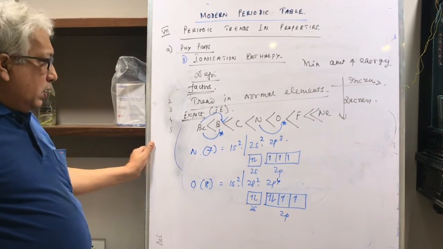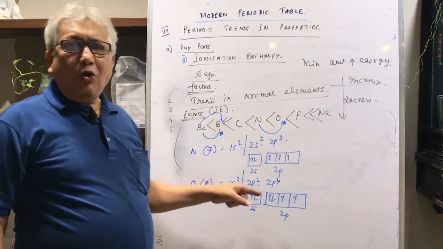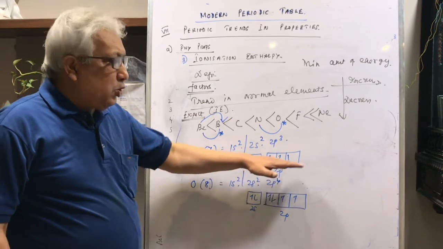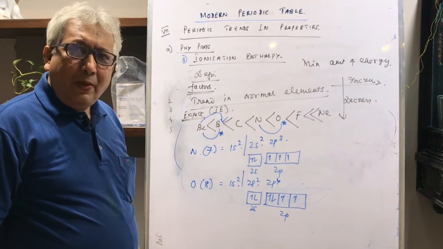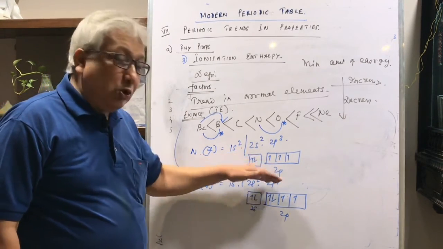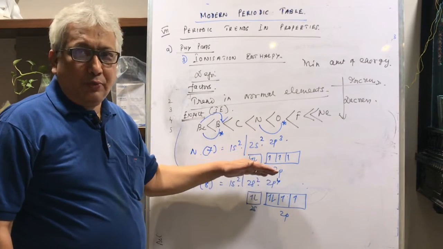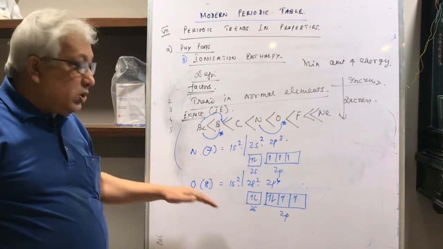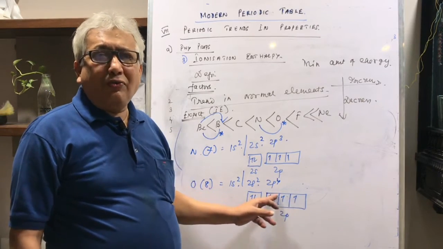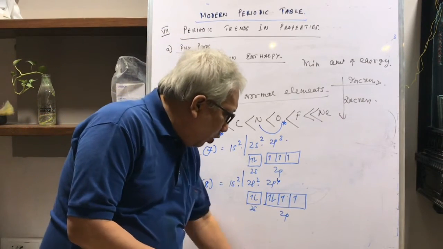Then if you look at it, in the case of nitrogen, the configuration is quite ideal because 2s is fully filled and 2p is half filled. So it is quite happy with its electronic configuration and doesn't want to disturb it. Whereas in the case of oxygen, 2s is fully filled, but 2p is neither fully filled nor half filled nor vacant.